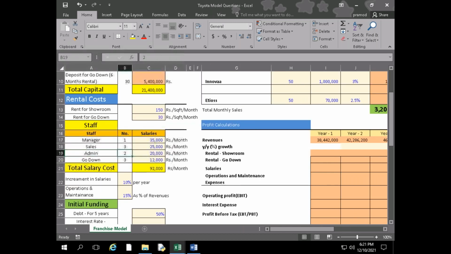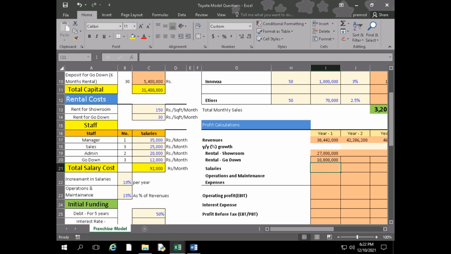Next question: find out the rental of showroom for the first year. We did it in the first sheet, no, sir. It has 15,000 square feet, the price is 150, and it is rented for 1 year, so it should be for 12 months. So 150 into 15,000 into 12. Same for the godown: 30,000 square feet, 50 into 30,000 into 12.